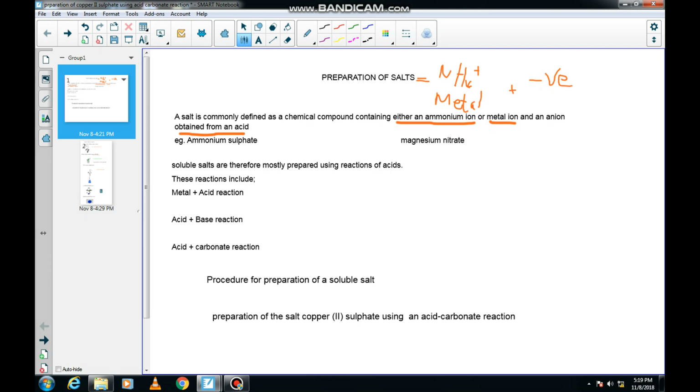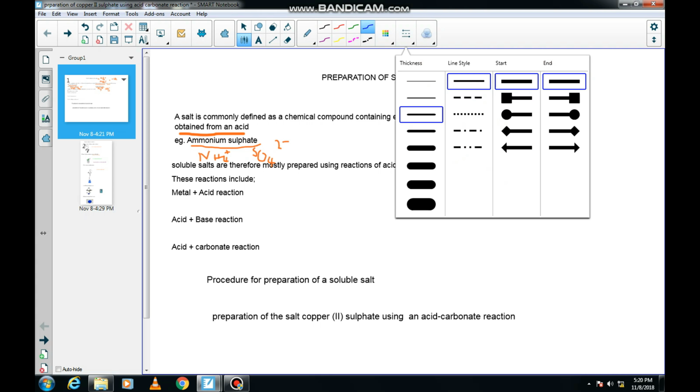As an example, we've got two salts here. We've got ammonium sulphate and magnesium nitrate. Ammonium sulphate has the ions NH4+ and SO4 2-, and magnesium nitrate has the ions Mg2+ and the nitrate ion NO3-.